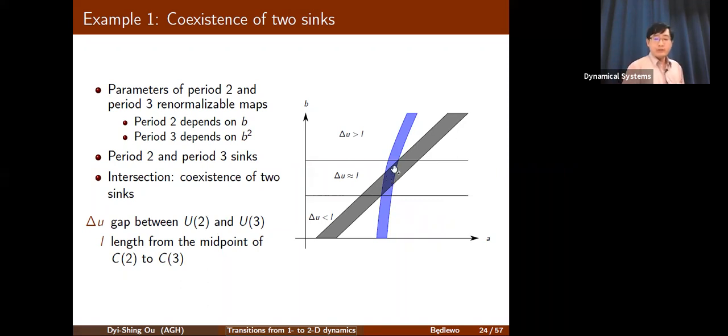This region where you have coexistence of two sinks is where the length from U2 to U3 equals the length from the midpoint of C2 to C3. Here is when the length is smaller, and here is when the length is greater.